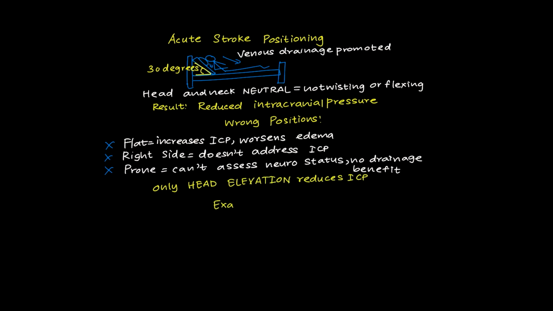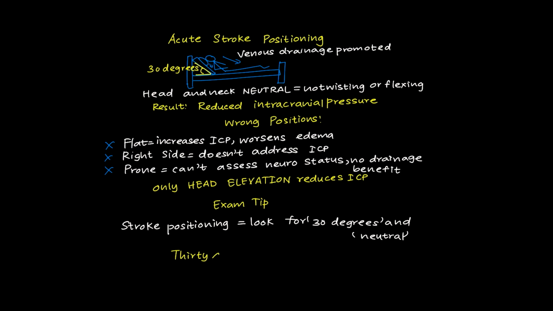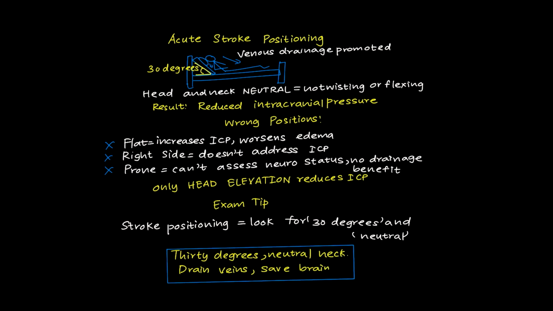Here's a WGU D455 exam tip for you. Acute stroke positioning is always head of bed at 30 degrees with neutral alignment. The number 30 and the word neutral should jump out at you in the answer choices. Quick recall hook: Stroke equals 30 degrees, neutral neck. Drain the veins, save the brain.